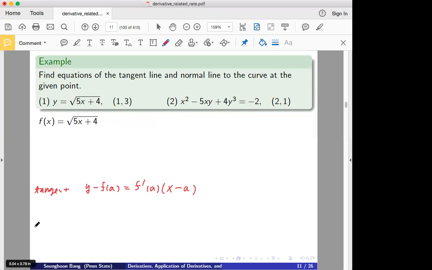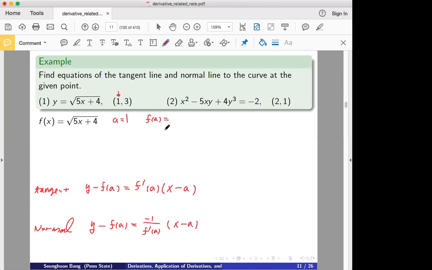What's the equation of a normal line? The normal line is y minus f of a equals negative 1 over f prime of a times x minus a. This is the whole idea, right? For the first problem, what is a? Yes, the x component is 1, you're right. This is 1.